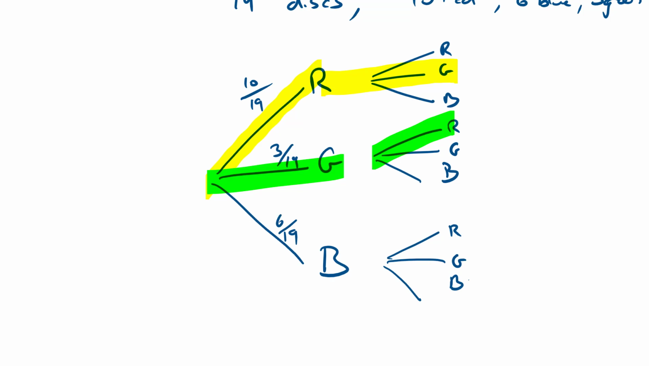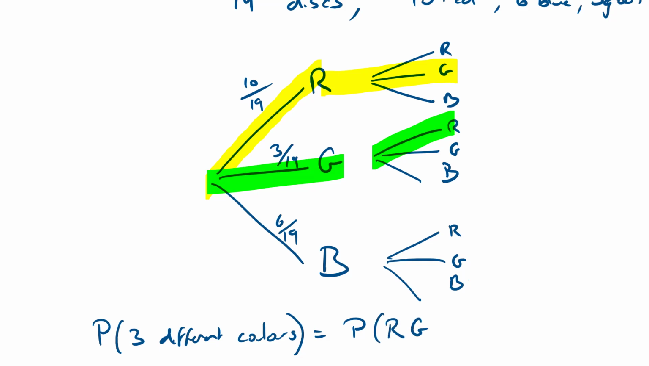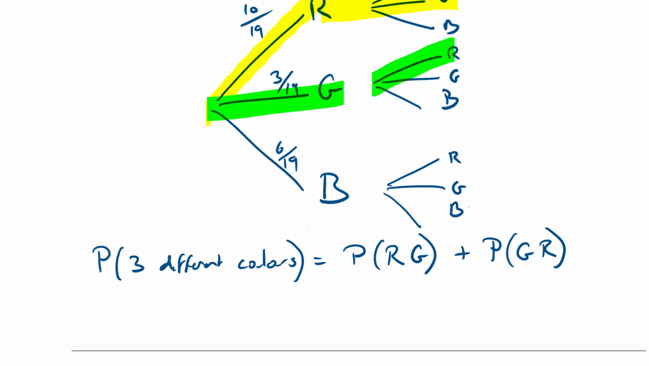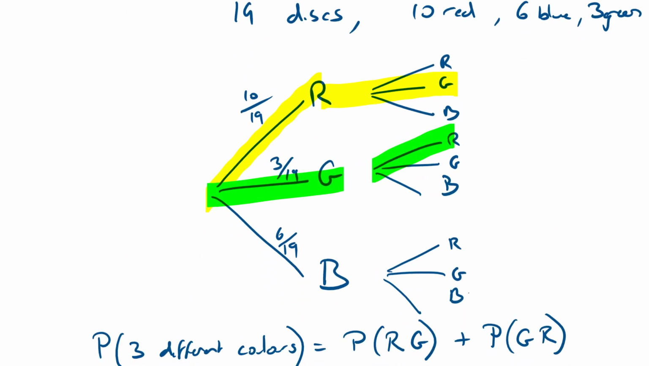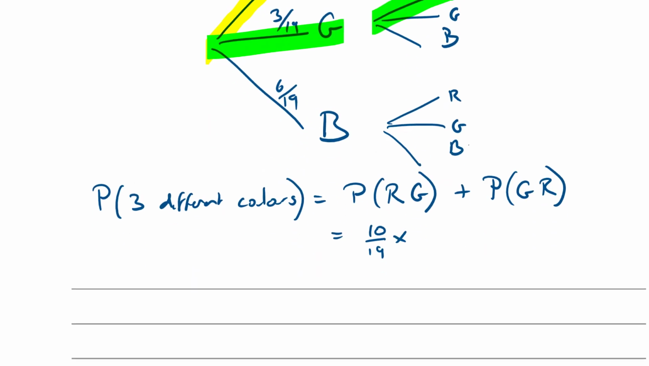So we want the probability that they are 3 different colours, which is going to be the probability of picking red followed by green, or, which means add in probability, green followed by red. Now I know the probability of red on that selection was 10 over 19. So now there must be 18 discs left, and all of the green ones are left. So that green branch there should be 3 out of 18 then. So then multiply that by 3 out of 18.